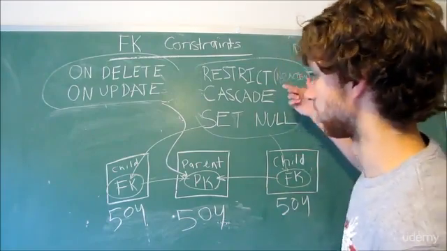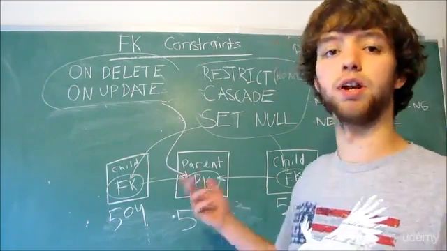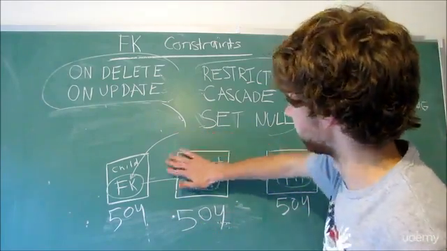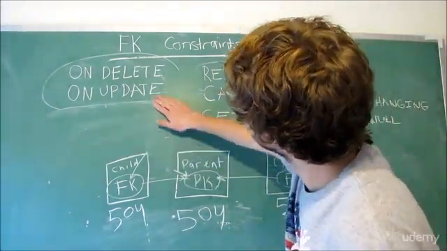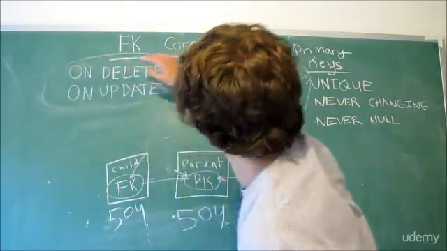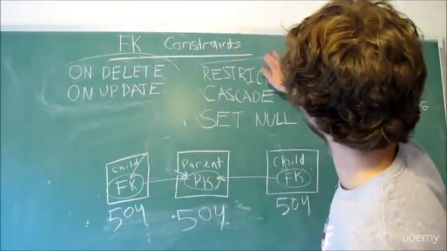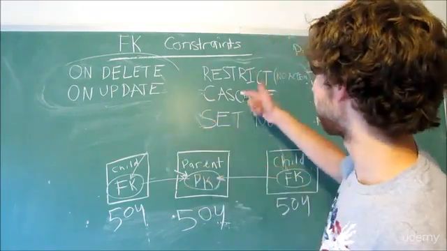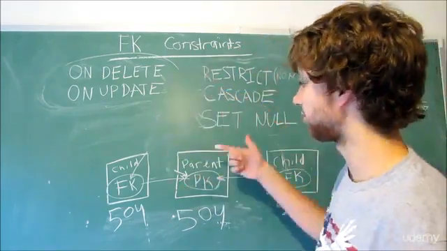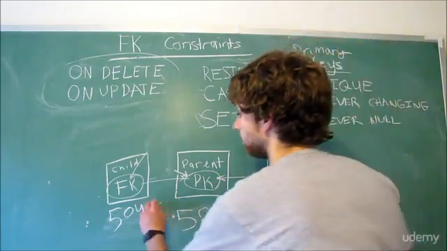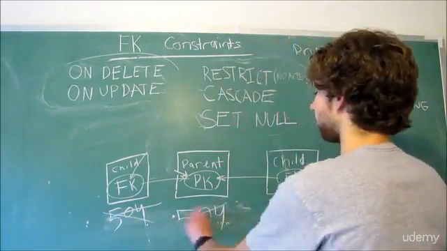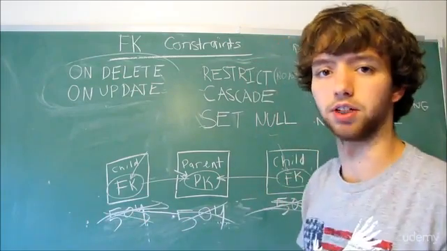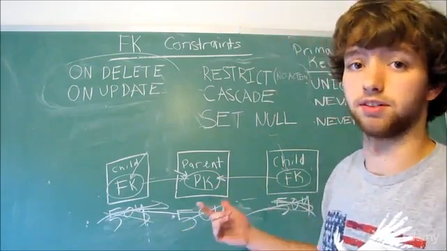Alright, what about the next option? Cascade. Cascade will do whatever we do to the parent to the child. Let me clear this up a bit. This is confusing me. Just smearing chalk all around, you know? Totally helping. Alright, so now if we cascade on delete, that means if we delete the parent, we're going to delete the child as well. So we delete 504, and boom, children are deleted. So now 504 doesn't exist at all.